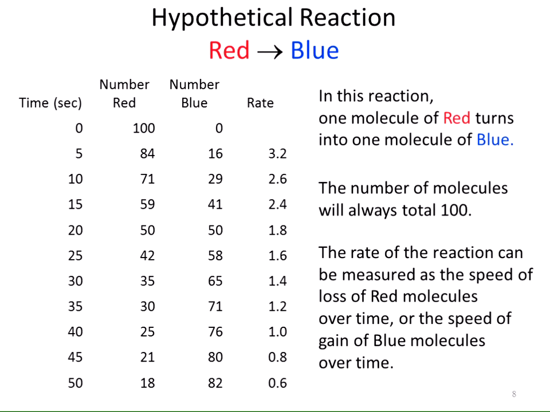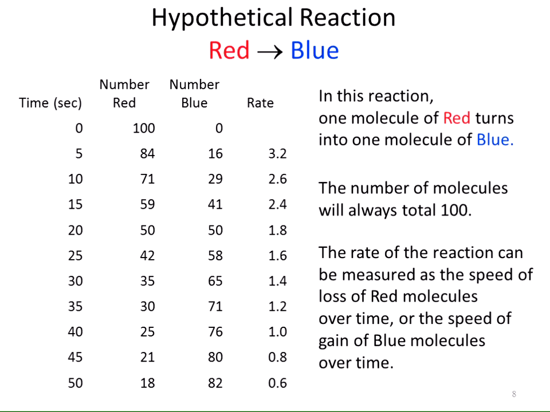Now let's look at another reaction. We're just looking at this hypothetical reaction where, let's just say, a red sphere turns into a blue sphere. Now, because it's a 1-to-1 mole ratio and there's only one red thing and there's only one blue thing, the number of molecules will always total 100. The rate of the reaction can be measured as the speed of loss of red molecules over time, or we can do it as the speed of gain of blue molecules over time.